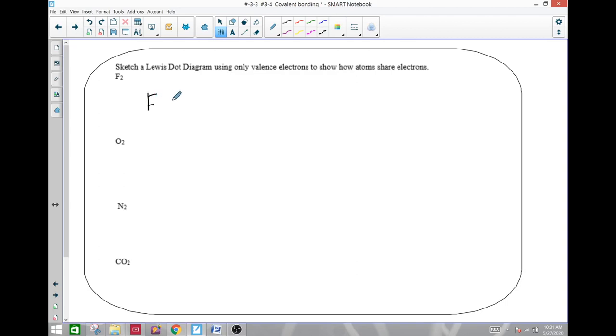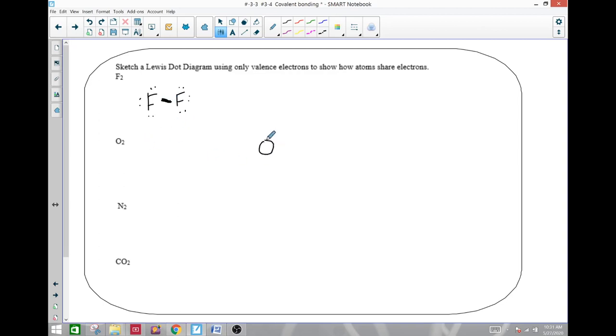So fluorine looks like this: 1, 2, 3, 4, 5, 6, 7. Missing one spot, so I get another fluorine: 1, 2, 3, 4, 5, 6, 7. I could just overlap those two. When they share together, sometimes they draw a little line across here showing those two are being shared, one electron from each.